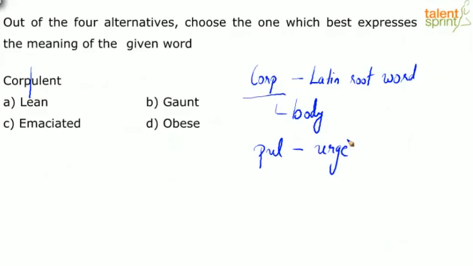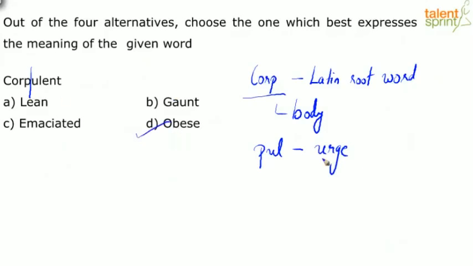So basically, we have two root words in front of us. We have corp and we have pul. So the given word is giving me a meaning saying, I have an urge to do something to my body, and as a result, my body exists in a certain condition. So what are my options? A, B, C, D. Lean, same meaning as emaciated. Gaunt also means the same. So obviously the word that best expresses the given word is obese, right?